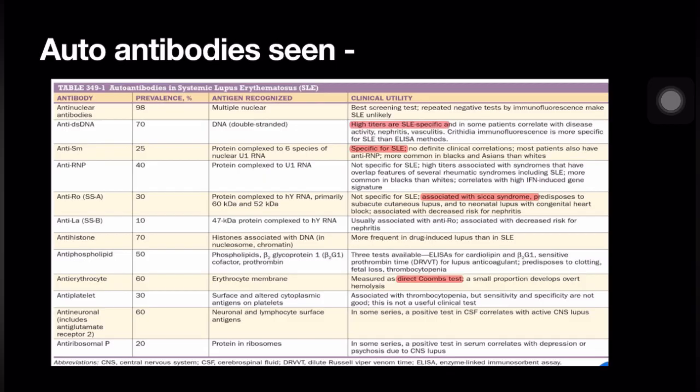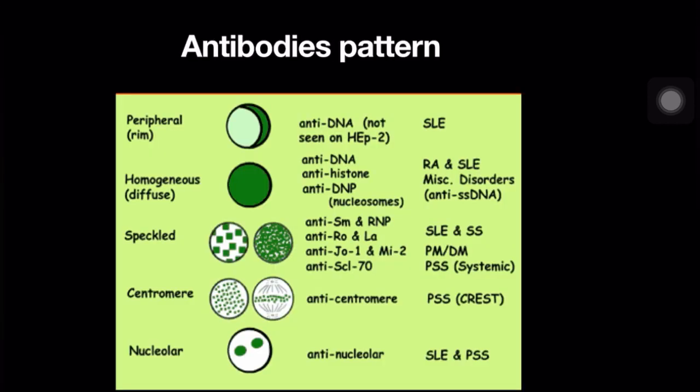Antibodies seen are anti-nuclear antibody, which is one of the most common. Then most specific antibodies are anti-dsDNA and anti-Smith antibody. Other antibodies you have to remember, they may ask you: anti-histone antibody is seen with drug-induced lupus, and anti-phospholipid is seen with APLA syndrome.